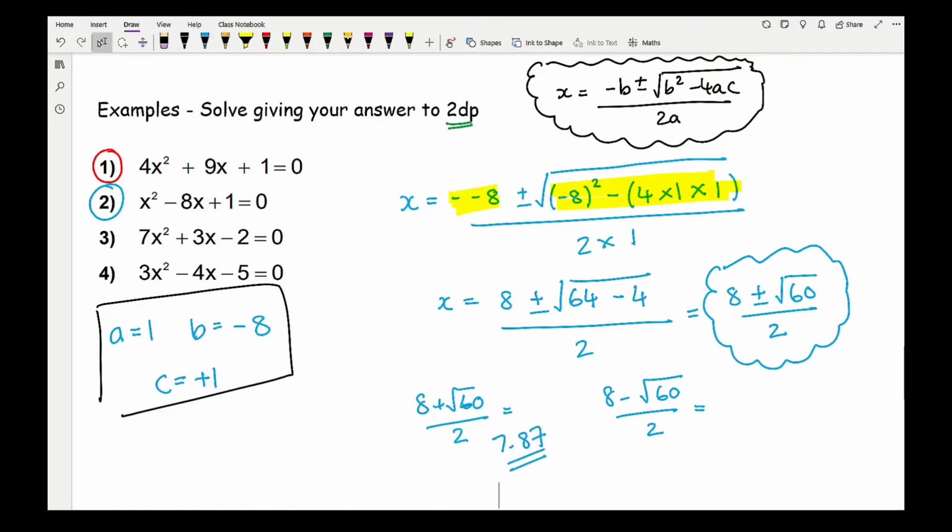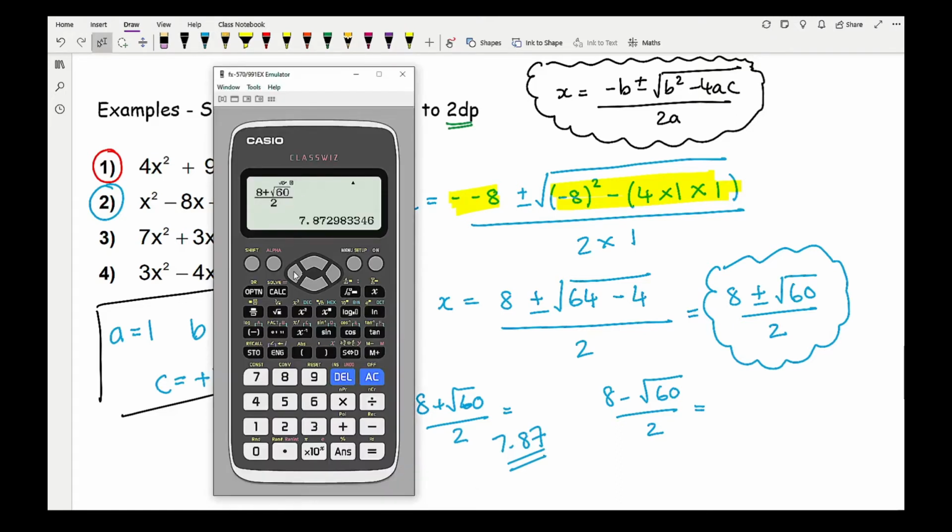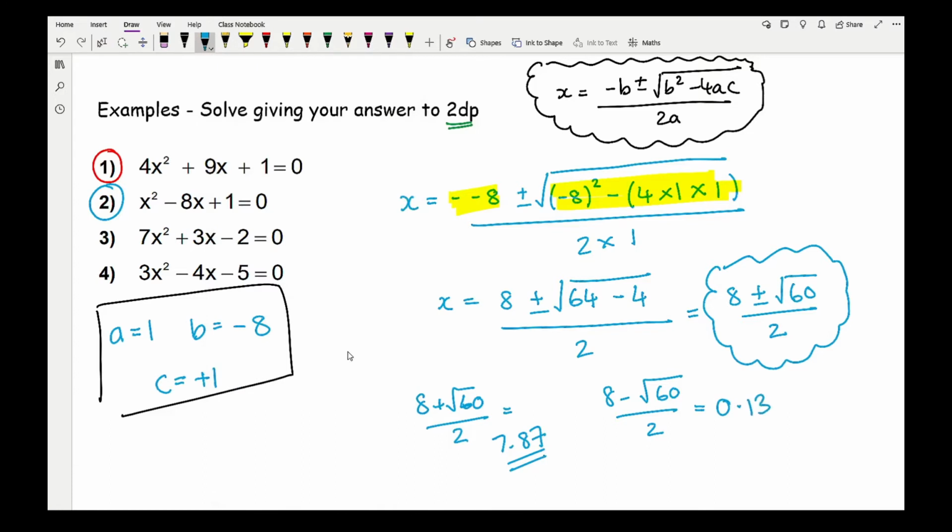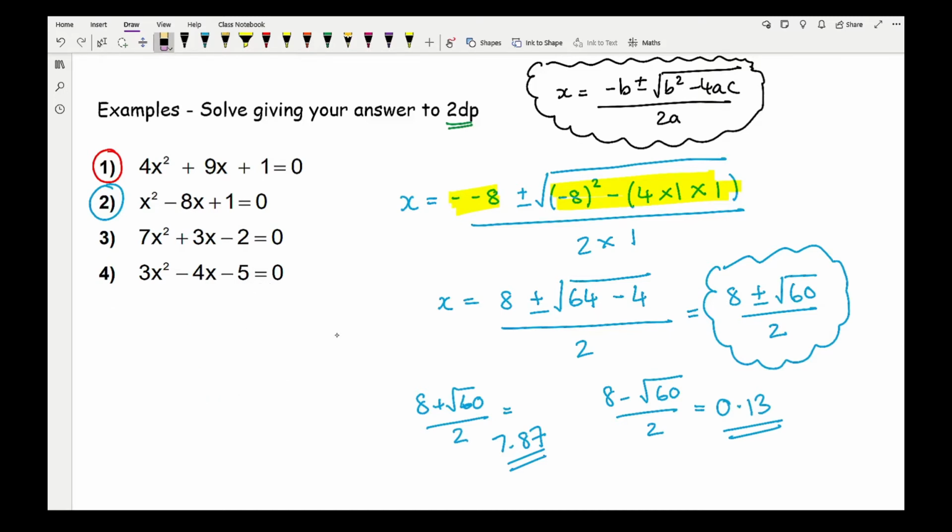And then again, I could have a choice of either typing this in again, or I could just scroll across and change that plus to a minus, press equals, press the SD button, and I get minus 0.13. And there is my final answer. Now if your rounding's a bit shoddy, then I'd recommend you write down everything that's on the calculator, and as long as it's correct, the most you'll lose is 1 mark for not rounding your answers, but generally speaking, that's what we need to do. So let's have a look at moving on to question 3.